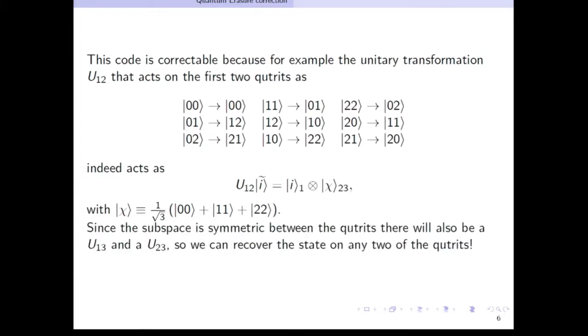And then because the subspace is symmetric, clearly there's also going to be a U13 and a U23. So we're going to be able to recover the state on any two of the three qutrits. So this is the simplest example of the general thing that Daniel was talking about.